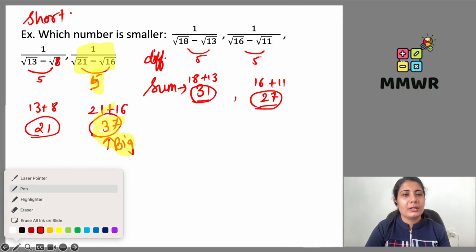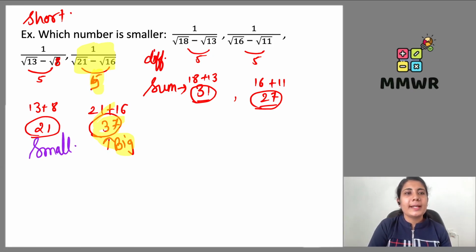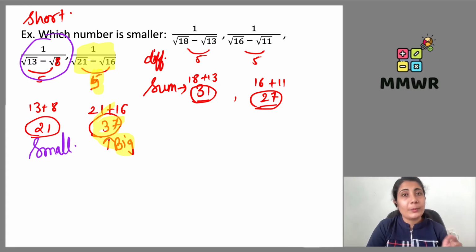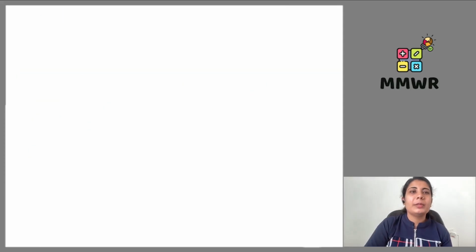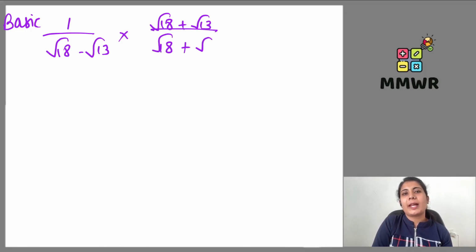Let me change the color. Yes, 21 is the smaller one. That is why 1 upon root 13 minus root 8 will be the small one. I'll show you the detailed reason with the basic method here. So the basic method says that root 18 minus root 13, right? Yes. First, I will take the help of the rationalization method, which means I have to just change the sign and multiply in the numerator and denominator.